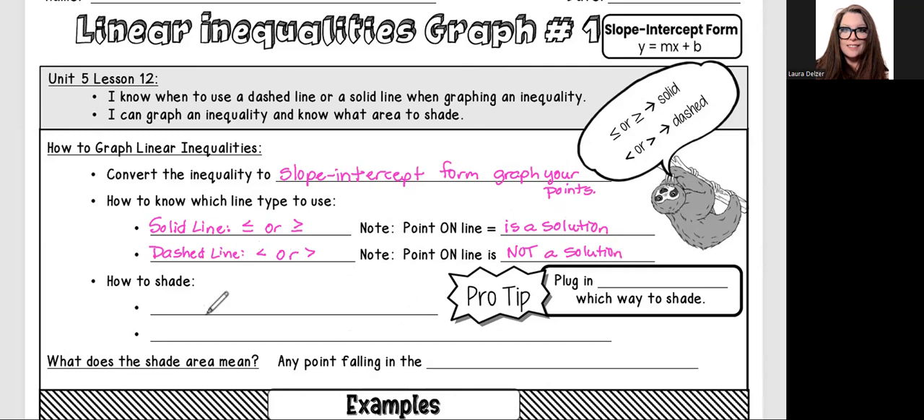Okay. And so there is a rule on how to shade. You will be shading these graphs. So not only do you have graphs that can have a line or a dashed line, you can shade above or below the line. So the general rule is going to be anything that's like, say, greater than or equal, you're going to shade above the line. And if it's less than or equal, it's going to be a shade below the line.